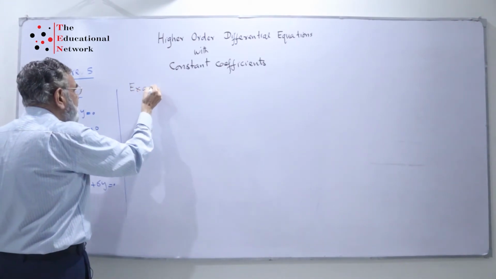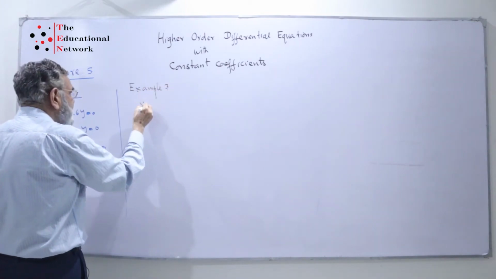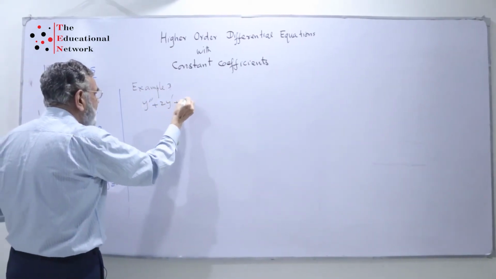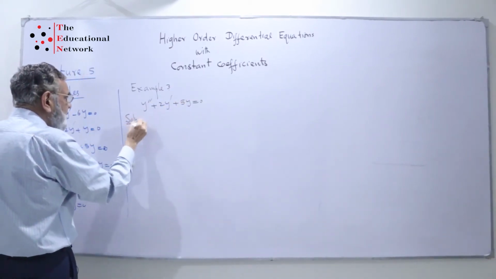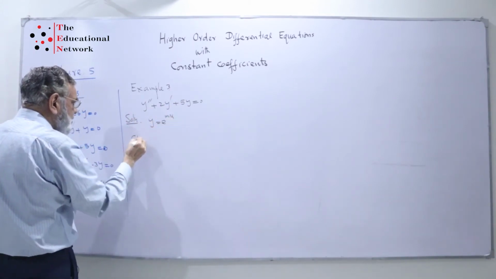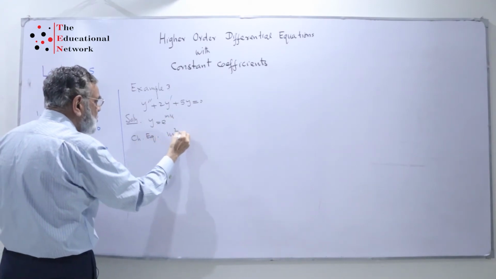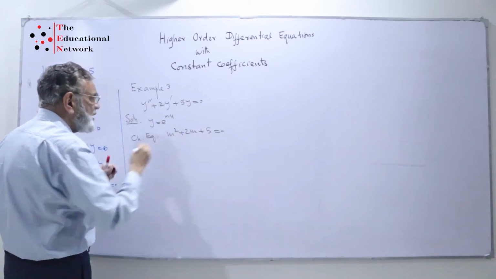We take the third example, example 3. We want to solve the differential equation. The equation given to me is y double dash plus 2y dash plus 5y equal to 0. For the solution, we substitute y equal to e to power mx and we get the characteristic equation: m square plus 2m plus 5 equal to 0. So I can't make the factors.